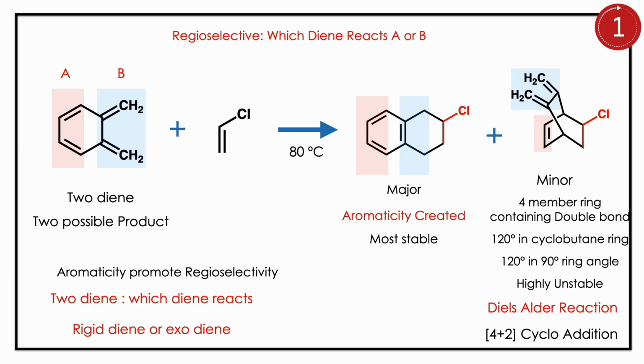Which diene will react? Always the diene reacts to create stability. Here, if the A diene reacts, you have aromaticity. If the B diene reacts, you get a very strained rigid carbon. Why strained? An sp2 hybridization needs 120 degrees. So A is the major product because of the created aromaticity. The concept you have to learn here is that aromaticity is the controlling factor which promotes strong regioselectivity in the Diels-Alder reaction.